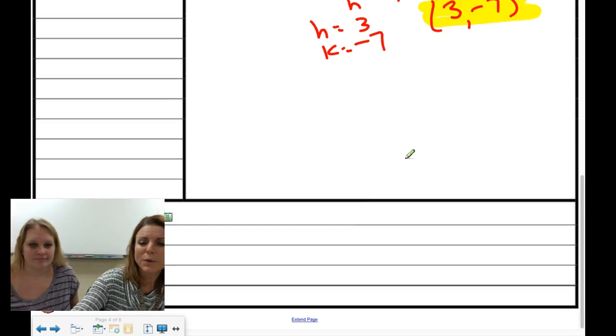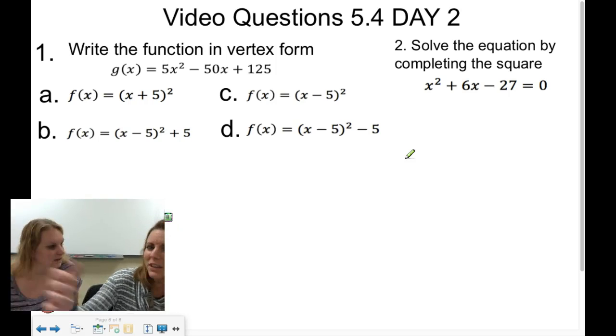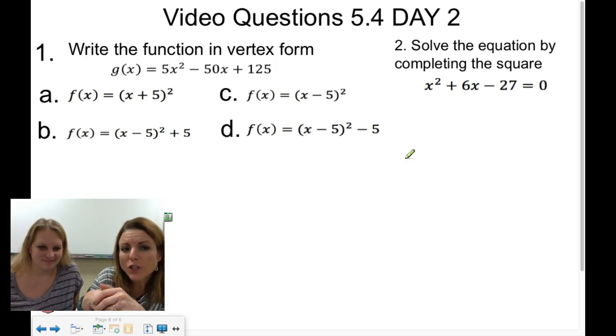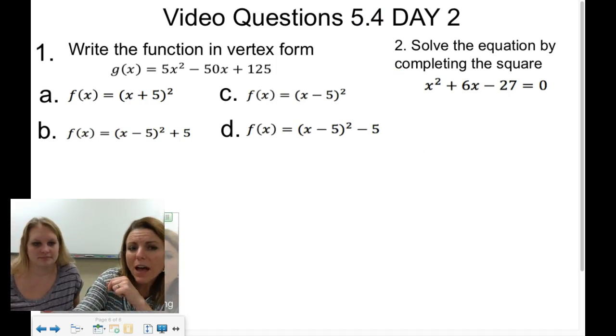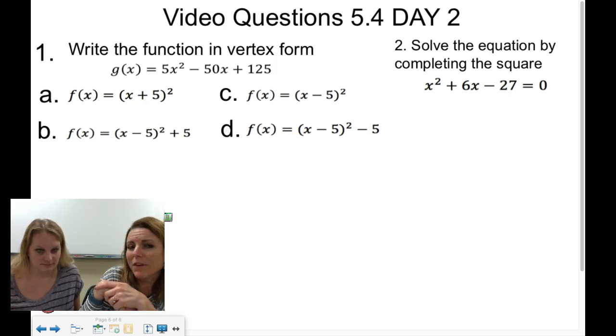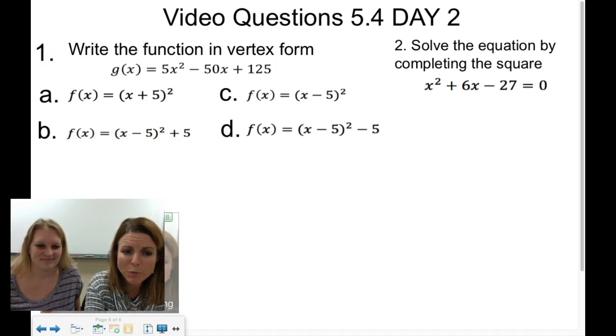All right, let's see what we have next. I think we're going to leave it and we'll do that in class. And, oh, look at that. It says, write the function in vertex form. You can do that, just use completing the square. Notice the 5. You have to divide everything by 5 first. There's your little hint. Number 2, solve the equation by completing the square. You could do that. Again, you follow the steps. These may take you a little bit longer, but take the time and work on them, please.